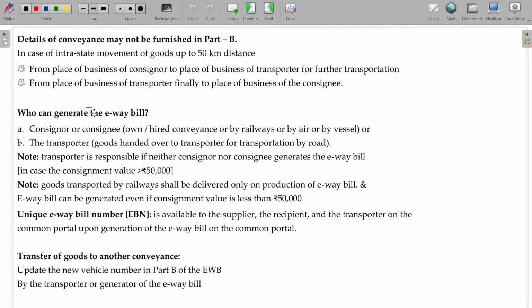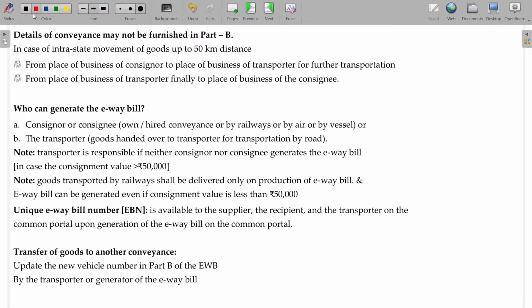Now, the details of conveyance may not be furnished in Part B. You need not fill Part B related to the transport vehicle when intrastate movement of goods happens within 50 kilometers, from the place of the consignor to the place of business of the transporter for further transportation, or from the place of business of the transporter finally to the place of business of the consignee. In that case, it is not required.